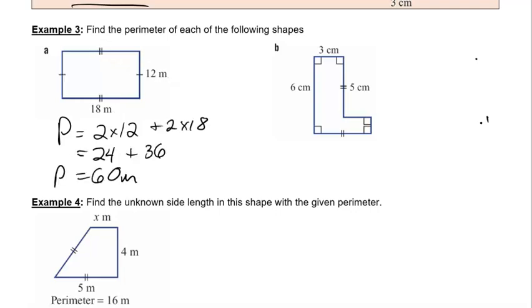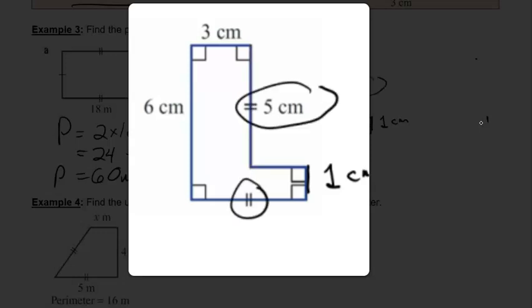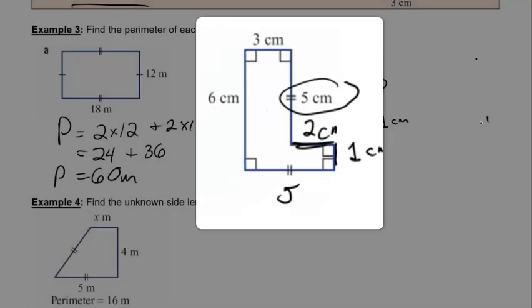Now the next one is a little trickier because we aren't given what all the side lengths are, but we can work it out. Because we know that this side length is 6, and this one is at right angles, this one will equal 6, so that makes that one 1 centimeter. And because we know that this one, 5, has 2 dashes, that means that this one is also 5 centimeters. And then we know that this one plus this one will give us 5, so this one must be 2 centimeters.